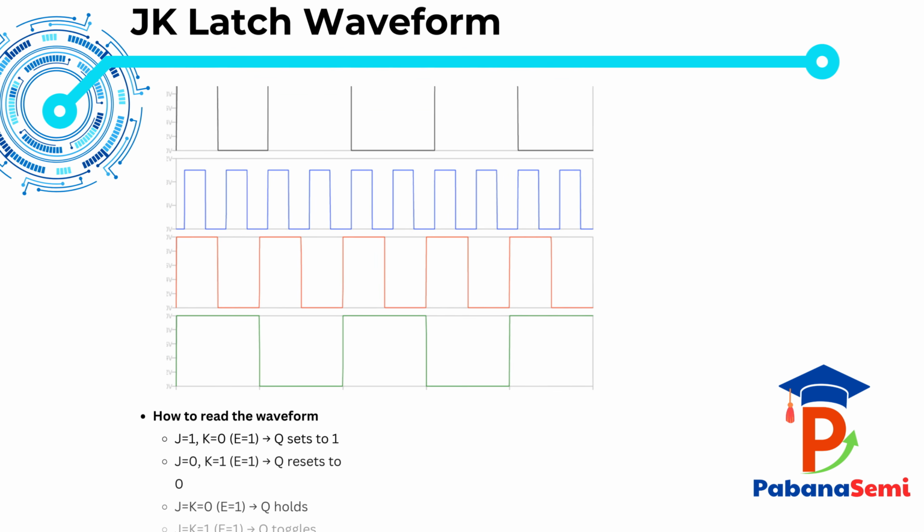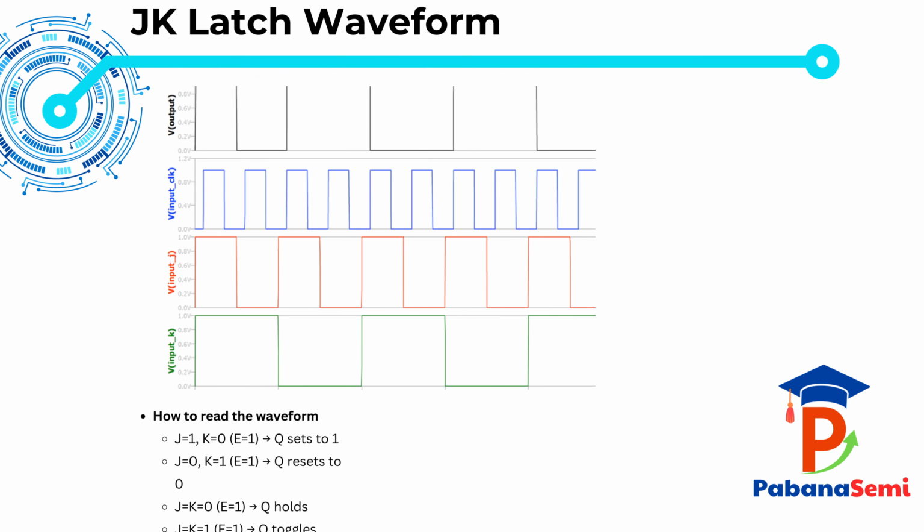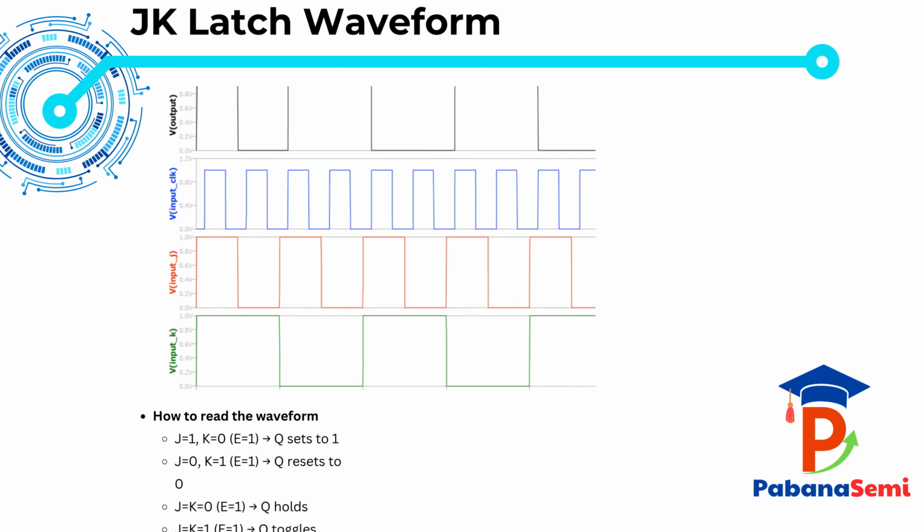Let's quickly understand the JK latch waveform. Here you can see J, K, the enable signal, and the output Q. Remember, this is a level-sensitive latch, so when enable is 1, the latch responds to J and K. When enable is 0, the latch simply holds its value.